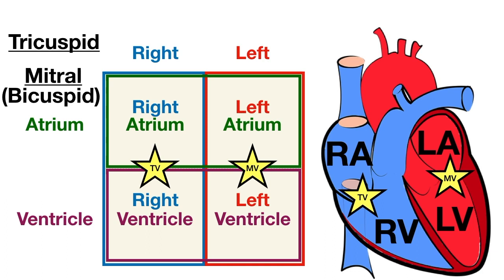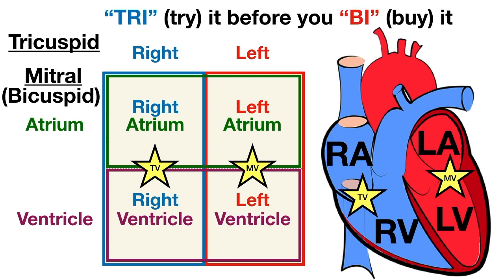Now, how can you remember the tricuspid valve is located on the right side and the mitral valve is located on the left side? Well, I have 3 different tricks for you, so pick your favorite one and use it. The first one is try it before you buy it. This will help you remember that the tricuspid valve comes before the bicuspid or the mitral valve.